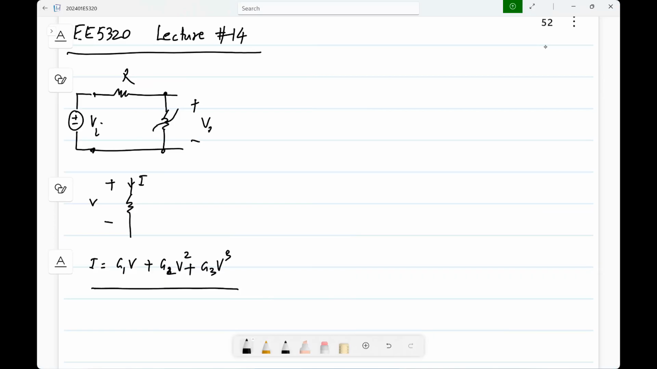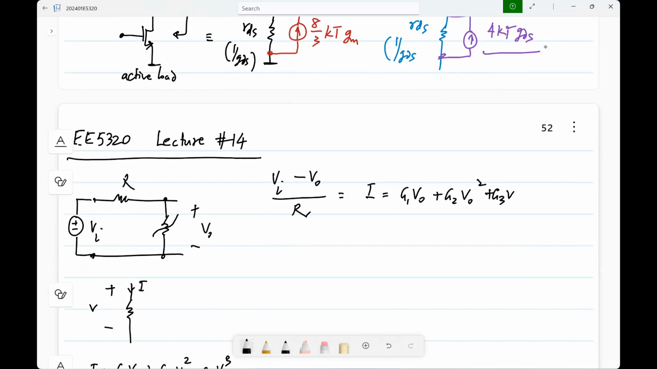Okay? So now how do we go about calculating this? One way is just to write Kirchhoff's current law. In this case, it's actually a very simple circuit. So we have to write (Vi minus V naught) by R. This is equal to the current flowing through the nonlinear element, which is also equal to G1 V naught plus G2 V naught square plus G3 V naught cube. So if you combine this and that, you will get a nonlinear equation in V naught, which you can try and solve.